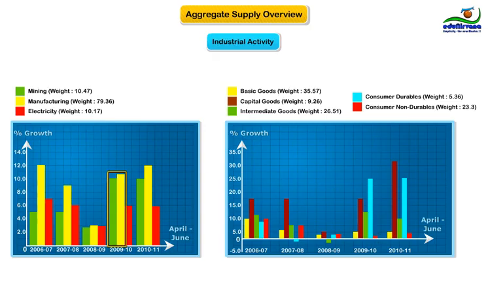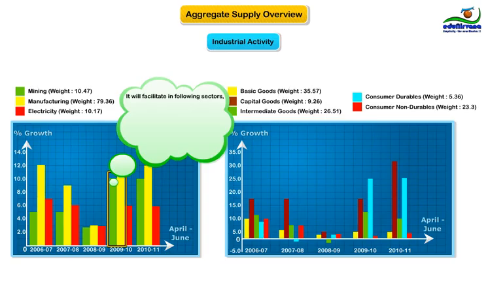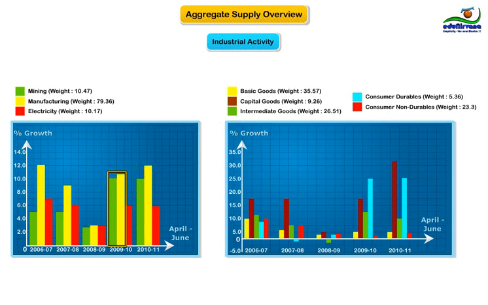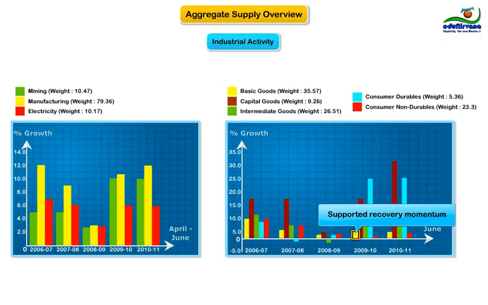This can be attributed to the higher allocation for the infrastructure sector by the government, thereby facilitating crowding in of private investment in machinery and construction sectors and contributing to higher gross fixed capital formation in the economy. The growth of basic goods industries, that is 7.2%, supported the recovery momentum, despite some concerns that it may be difficult to sustain the growth in the wake of capacity constraints in some industries.